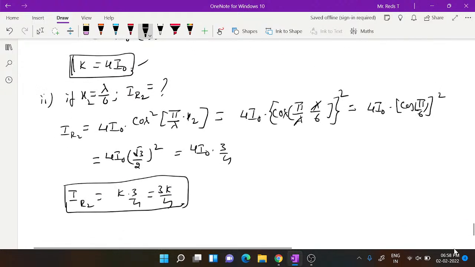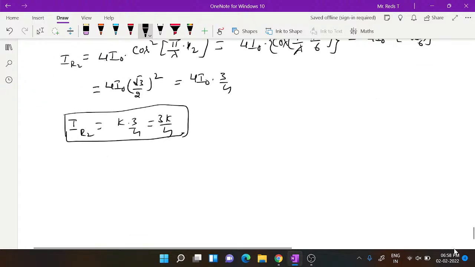So how can you do it directly is, as we know that intensity in terms of path difference is IR is equal to 4 I naught into cos square pi by lambda into x in general. So IR2 we want, right?